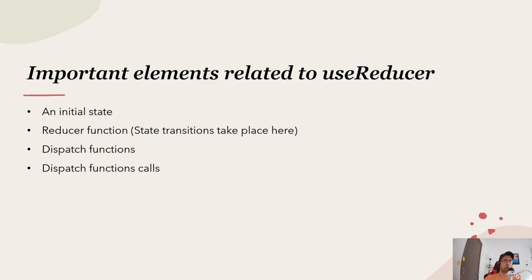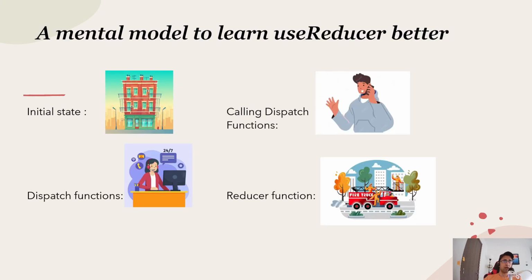Before starting to code, I'm going to give you a mental model in order to understand how useReducer works. So try to imagine that each element represents a real concept in real life. For example, imagine that the initial state represents a house or an apartment where a group of different people with various backgrounds are living.